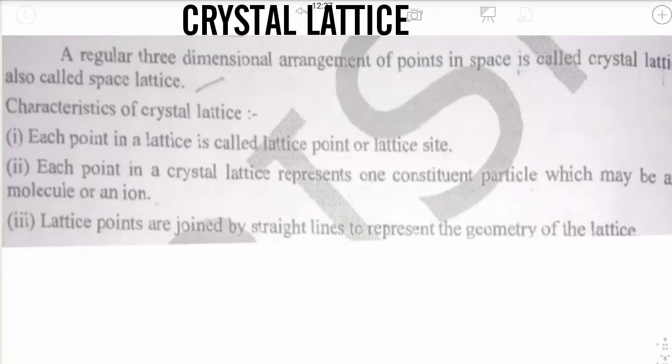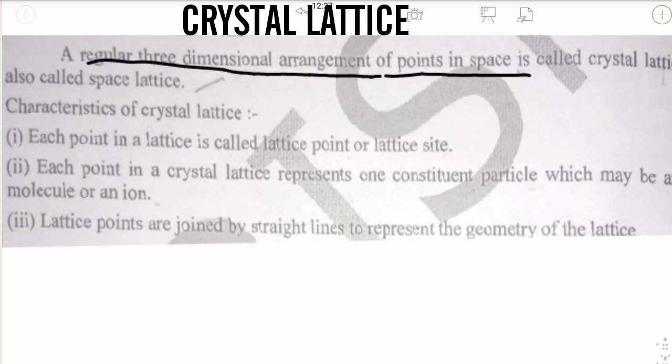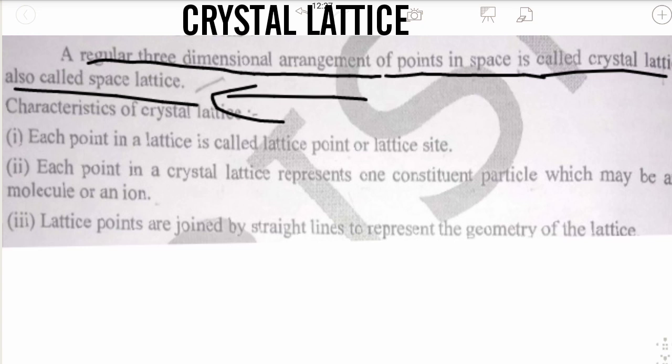Crystal lattice and unit cell. What is a crystal lattice? First, let's understand what a crystal lattice is. A regular three-dimensional arrangement of points in space is called a crystal lattice, also called a space lattice.